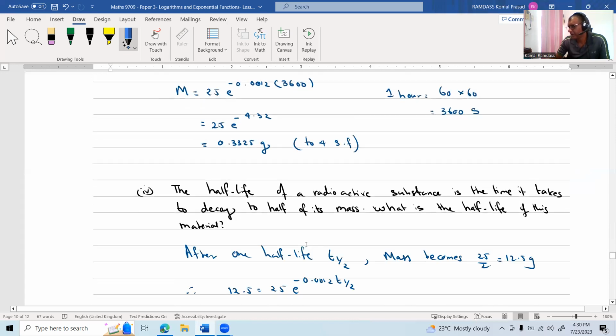figures. Et maintenant, the half-life of a radioactive substance is the time it takes to decay to half of its mass. What is the half-life of this material? Ça veut dire, on remplace the mass pour la moitié, the initial mass. After one half-life, on appelle ça T-half. Mass become 12.5 grams.